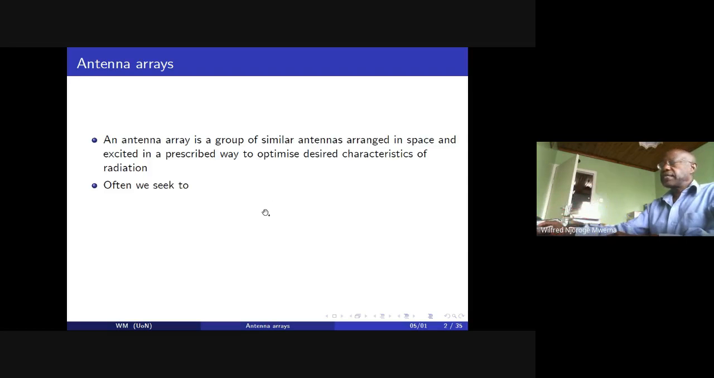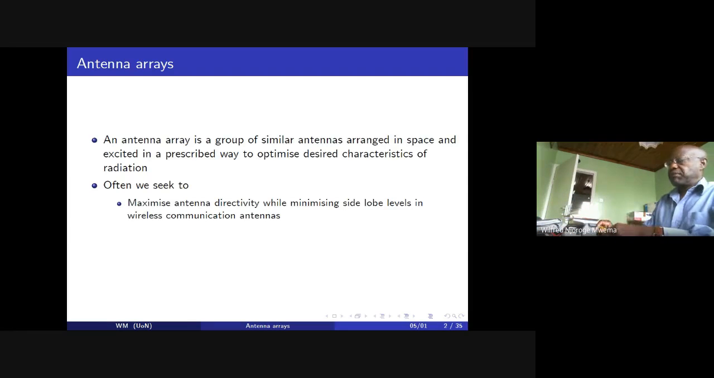So we often seek to, one, maximize the antenna directivity while minimizing the side lobe levels for any side lobes that will be generated in the radiation pattern, especially in wireless communication antennas.